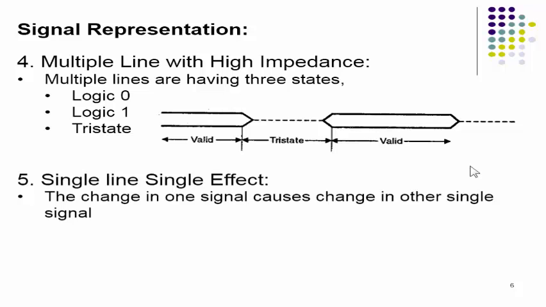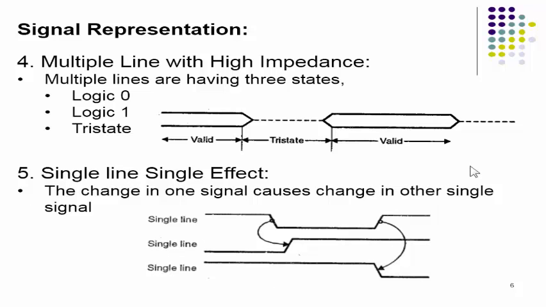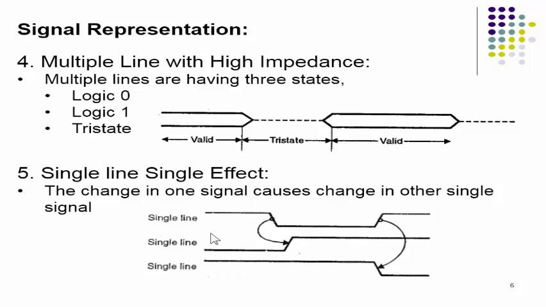Next one is the single line single effect. In this case the change in one signal causes the change in another signal. So the status of one signal depends on the status of another signal.